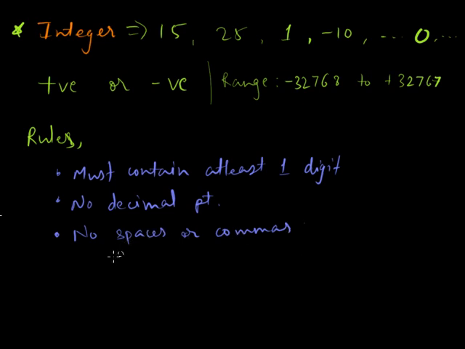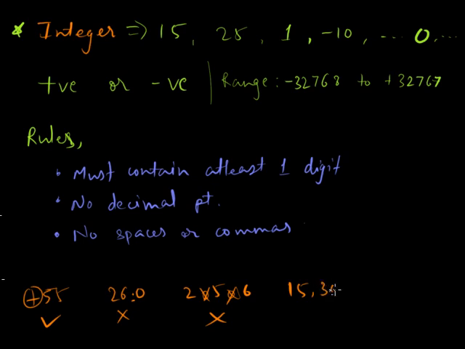Now let us take some examples and try to determine if these are integers or not. If I say plus 55, you can precede an integer with a plus. So this example is correct. If I say 26.0, this would be wrong because there is a decimal point. Decimal point is not allowed. If I say 2, 5, 6, there are huge gaps in between. So this would also be wrong because spaces are not allowed. If I say 15,300, this would also be wrong because here is a comma. So this is not allowed.